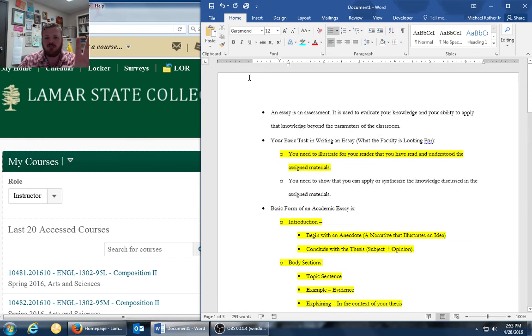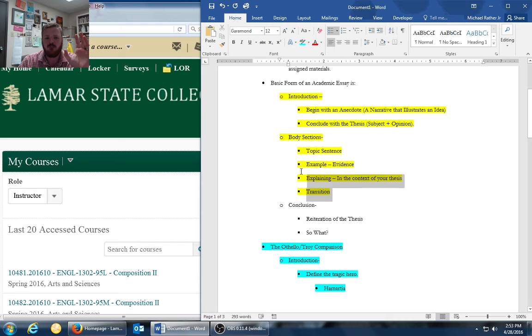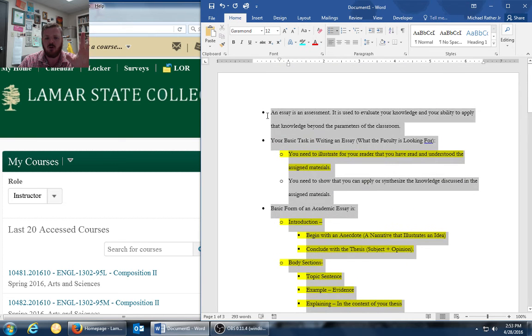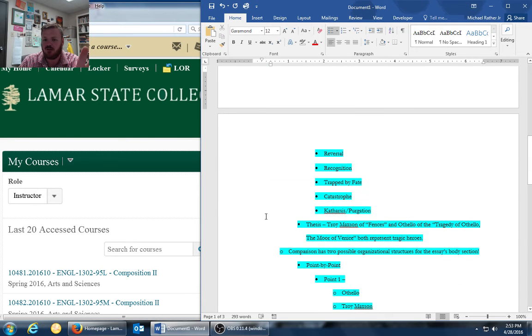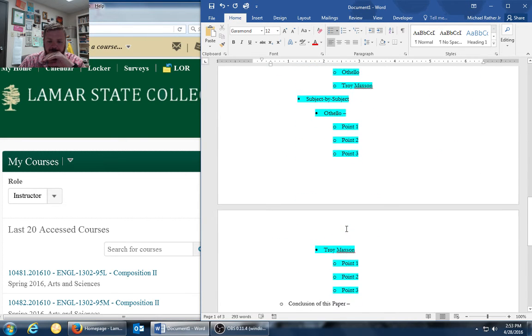All this yellow stuff, that's organization. That's how you organize it. The basic stuff we've talked about in 1301, helping you to understand. I'm going to take off the highlights so it's not confusing, to remember those things that need to be in your text, in the essay itself, even with this structure.